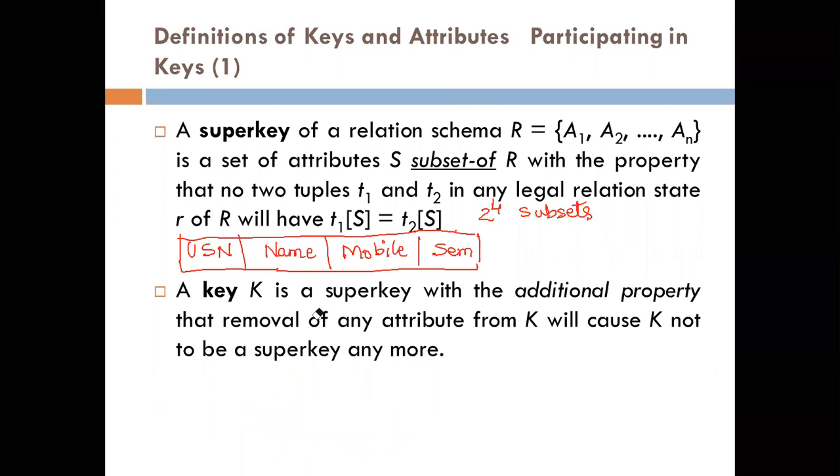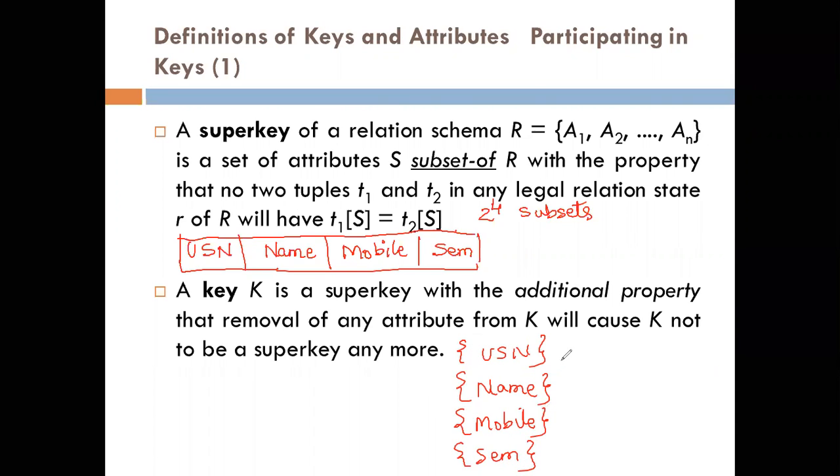Next, what are the different possible subsets? We will try to list them. One is USN, so one attribute, then name, then mobile, then semester. So these four are the first possibility.